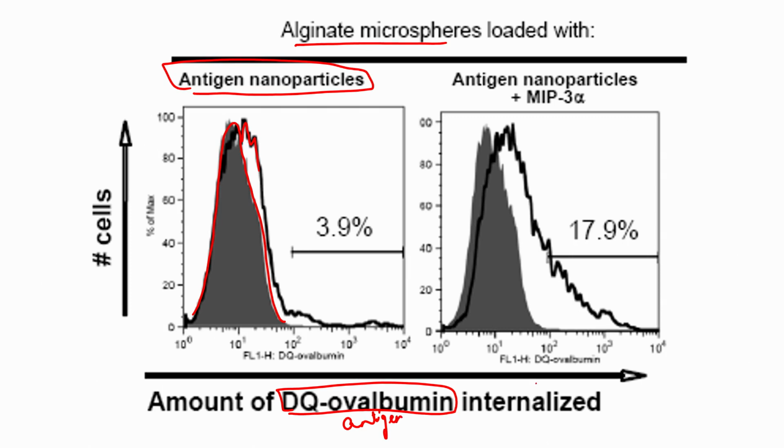whereas if you compare this with the microspheres that were also releasing MIP-3 alpha, then you see that in vivo you have quite a bit higher, almost 6-fold or 5-fold increment in the amount of cells that are positive for your antigen. And the more cells that are positive for antigen, that means the more immune response is going to get activated against this.